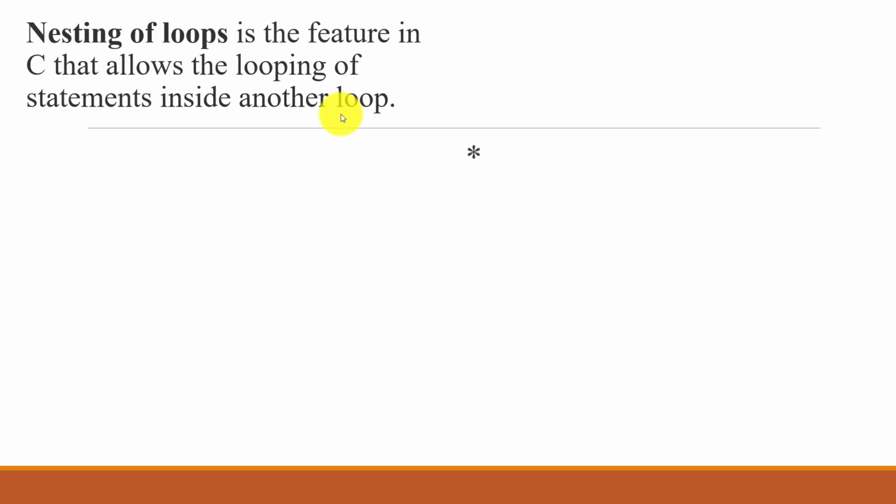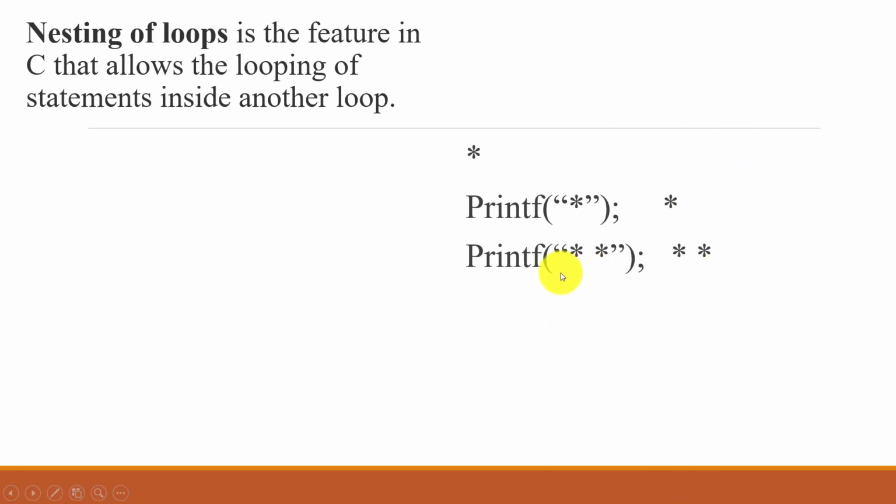Now suppose I want to print one star. How am I going to print it? By simply writing printf and a star. So I'll get the output as a single star. And suppose I want to print 2 stars, I can write inside printf, star star. So I'll get the output as 2 stars. Similarly, if I want to print 4 stars, then I print 4 stars inside the printf statement.